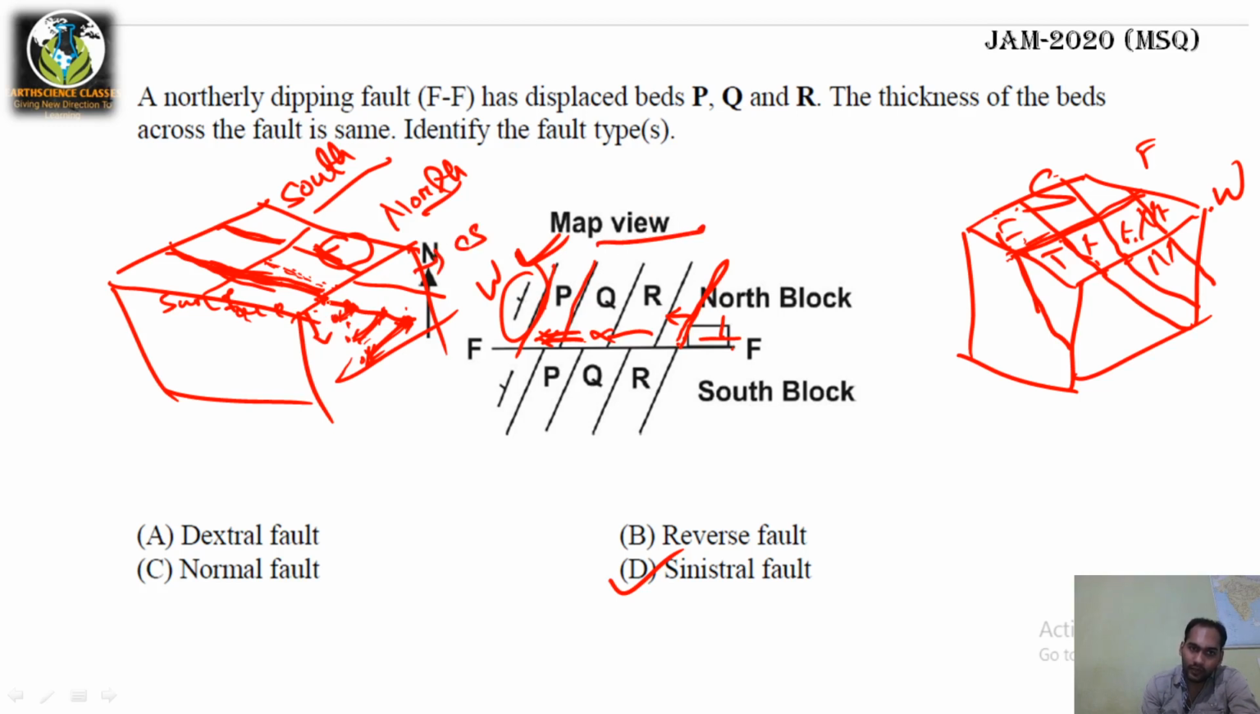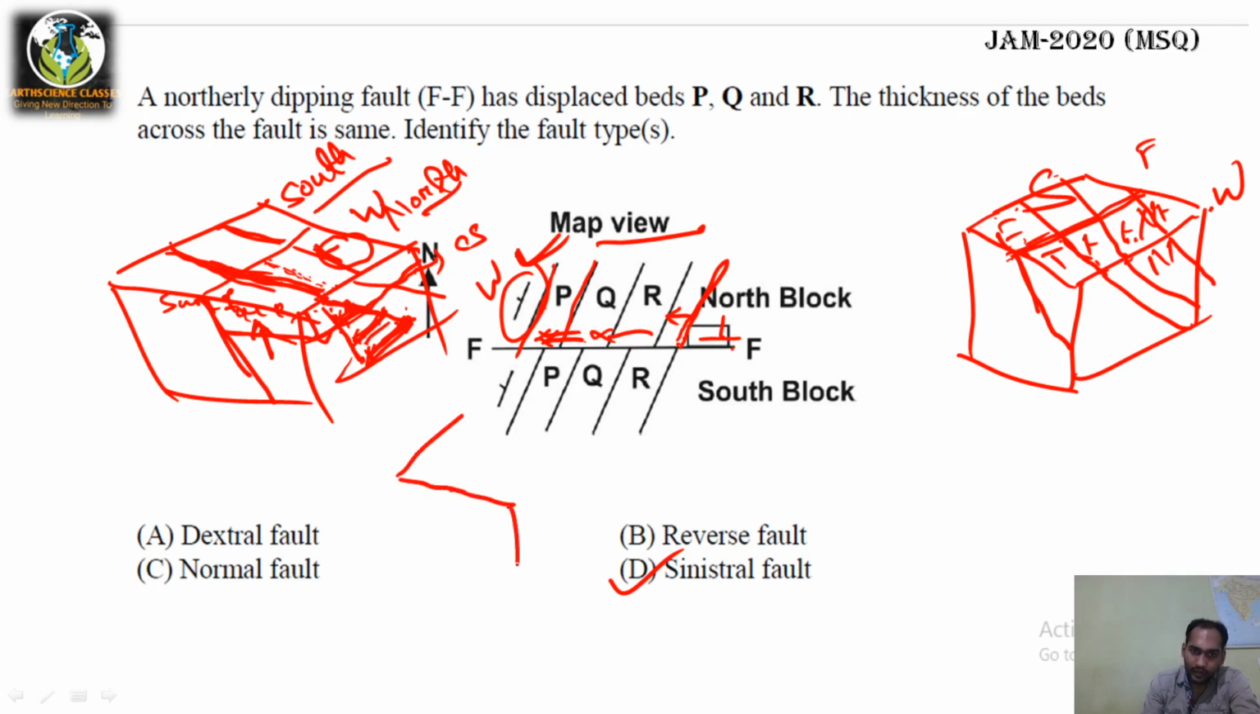In cross section, if you see, as you move down, the beds or the contacts, they are moving towards what? This is west. They are moving towards west, or in the deep direction. That means this block moved off, and this part got eroded, like this.